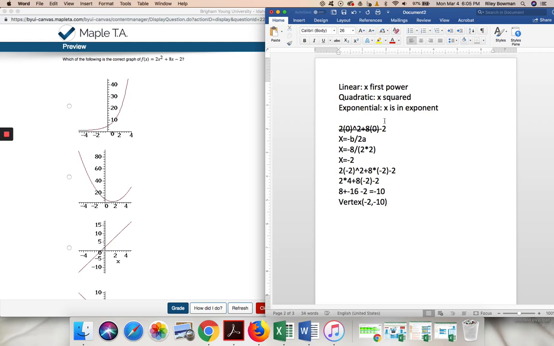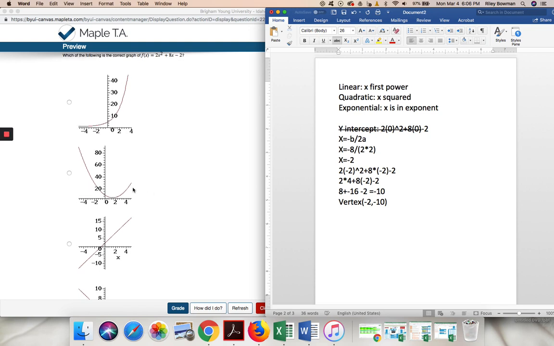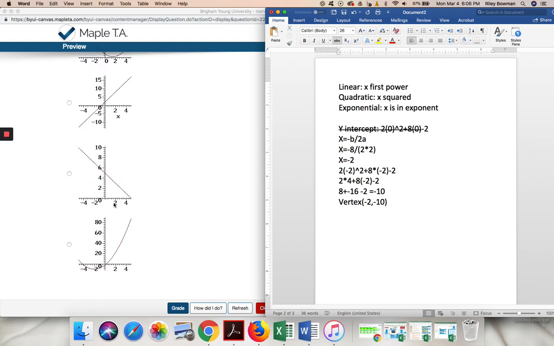Okay, and we also know that the y-intercept, sorry, that's all crossed out, is at negative 2. Okay, so this one right here, we have a vertex. It's in the positive direction, and it looks like it's about 1.5 maybe, 1.5 and 5, 10, 15, 25, so 3, probably 1.5 and 3. So that doesn't look right.